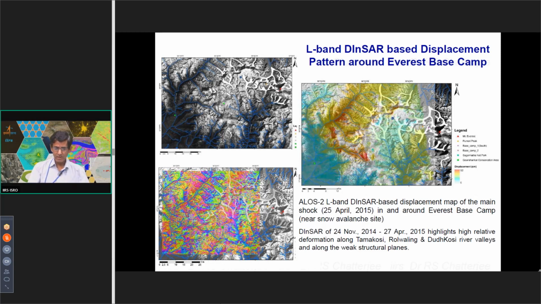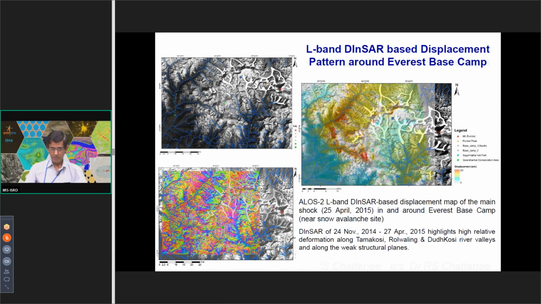Very quickly we could process the data, and in the left top is the amplitude image, and the glaciers are shown on that. In the left bottom is the differential interferogram showing the land surface displacement due to the earthquake. The Everest base camp is here, and we can see there is some displacement. The red to orange areas are the maximum displacement. Along certain lines, particularly aligned along the river valleys like Tamakoshi, Rolwaling Valley and Dudhkoshi river valleys, the deformation is maximum.